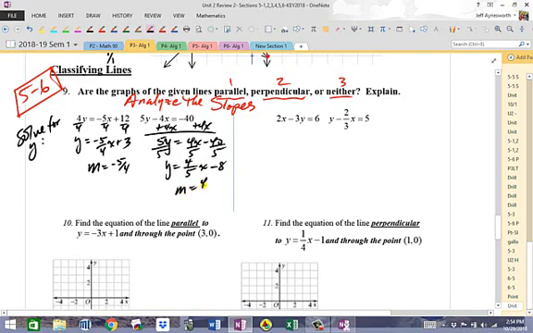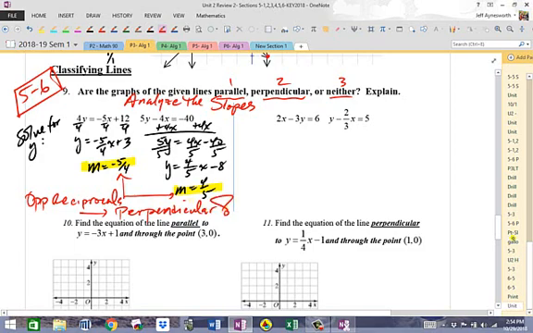So if you compare this with this, notice that they're opposite reciprocals. So opposite reciprocals, that tells me that they're perpendicular. Perpendicular lines, okay? All right, that's how you do it. You analyze the slopes and then just look at them, okay?